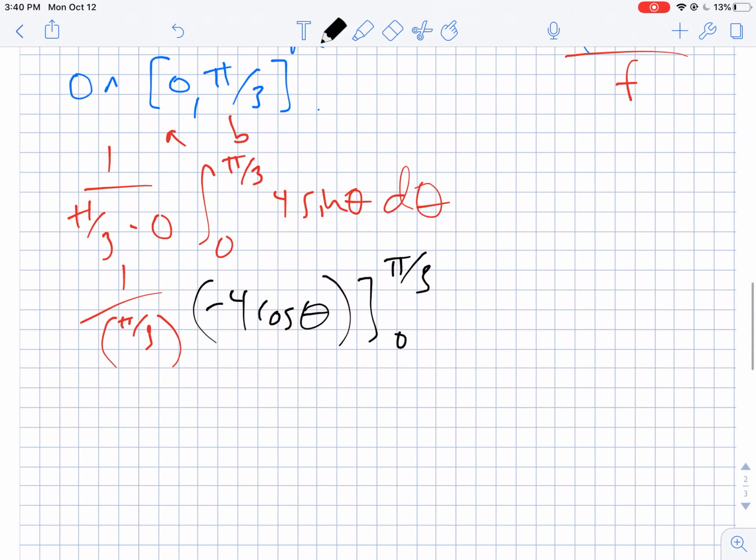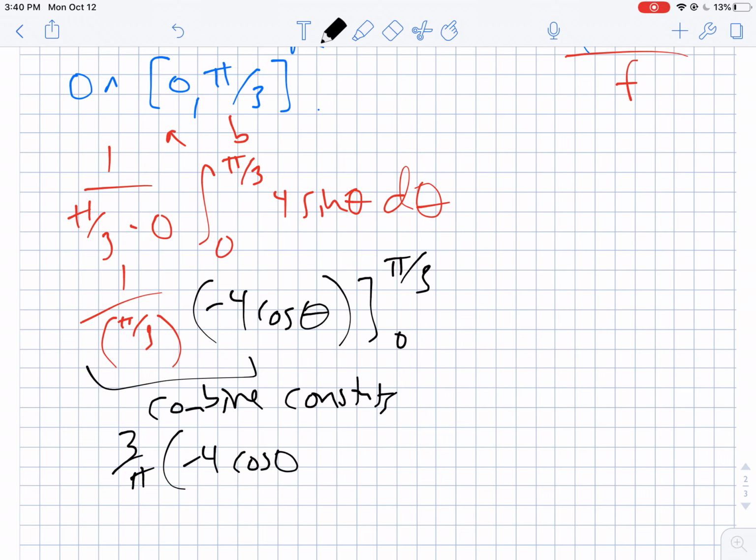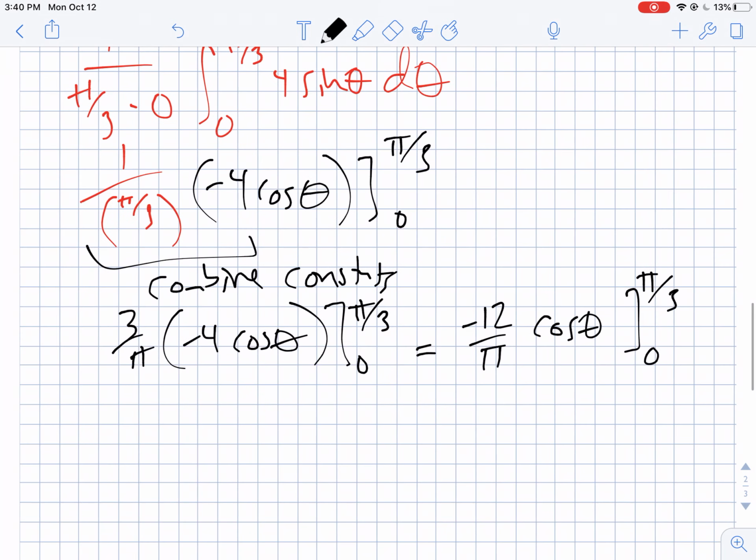And one thing you can do is combine those constants, and this might save you some time. So this is 1 over a fraction flips it, so that's 3 over pi times negative 4 cosine theta, going 0 to pi over 3. So you can combine that into negative 12 over pi times the cosine of theta, going from 0 to pi over 3. So that just becomes negative 12 over pi in front. And then we do the cosine of pi over 3 minus the cosine of 0.